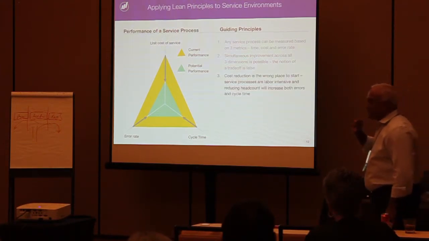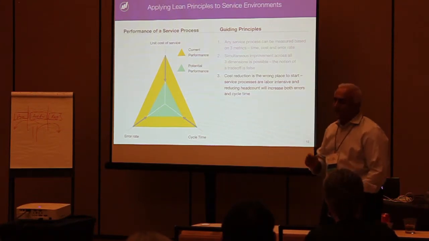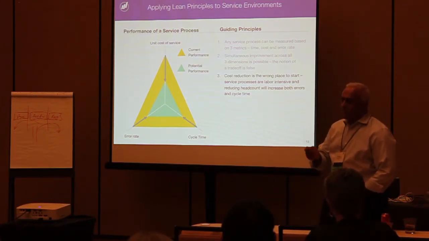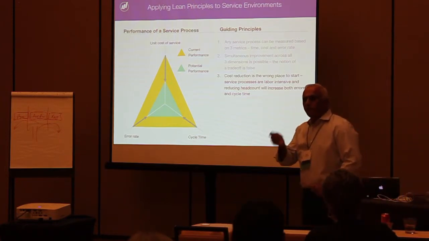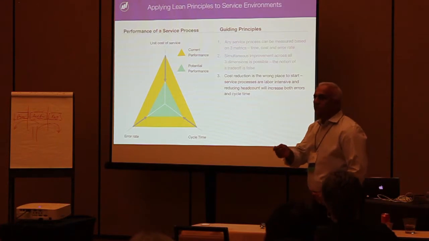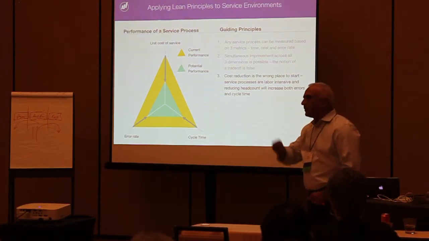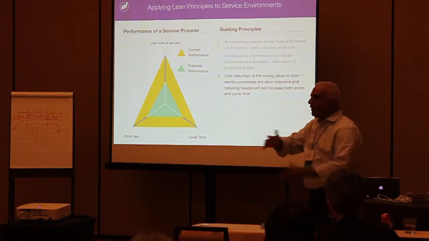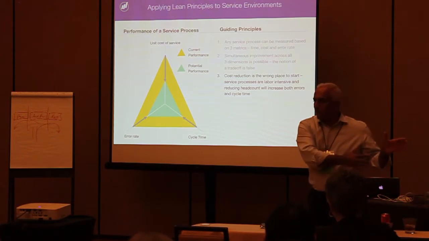So where do you start? Most people trying to improve service processes start at cost. That's exactly the wrong place to start. Service processes are 60 or 70% labor. If you want to improve the cost of a service process, the only way to do that is to take people out. Either less overtime, fewer shifts, fewer people, lower skill, lower pay, whatever you want. One way or the other, you're taking intellectual people capacity out of the equation.